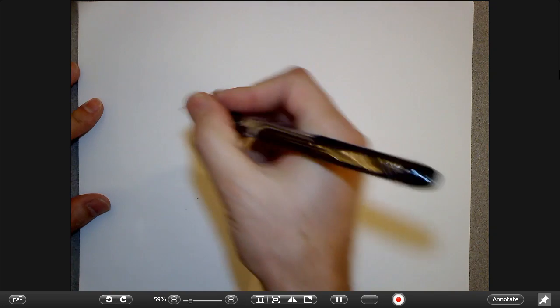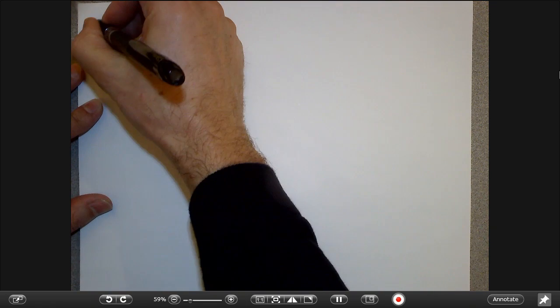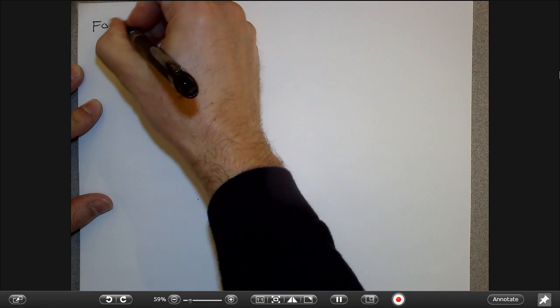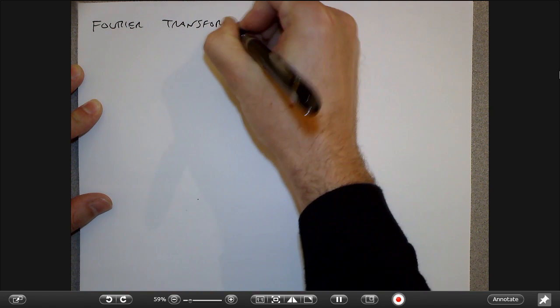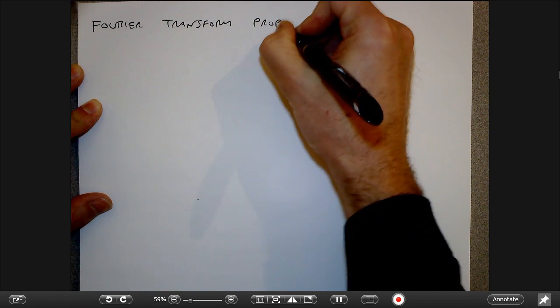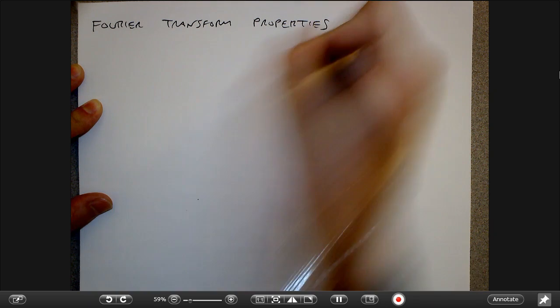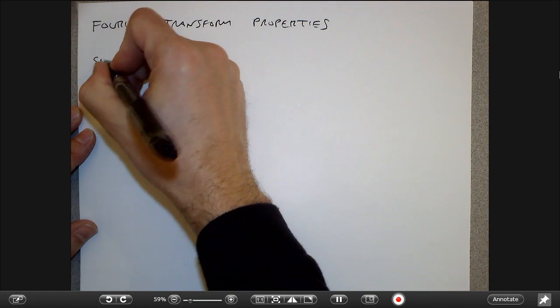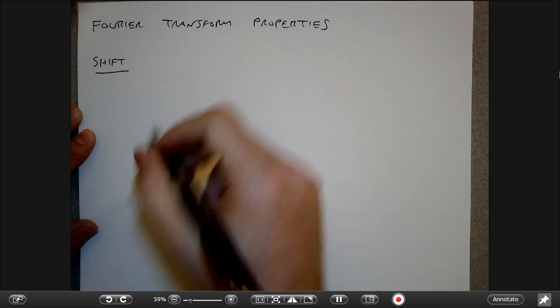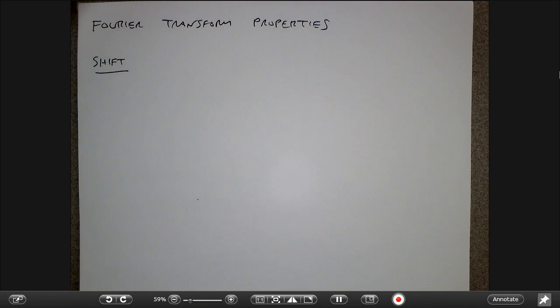So again, the bane of Fourier transform lectures is talking about properties. And I'm not going to talk about these in any great detail, other than to say that everything that you know from 1 dimension carries over to 2 dimensions, and there are some important ideas that correspond to images. So one of them is shifting.